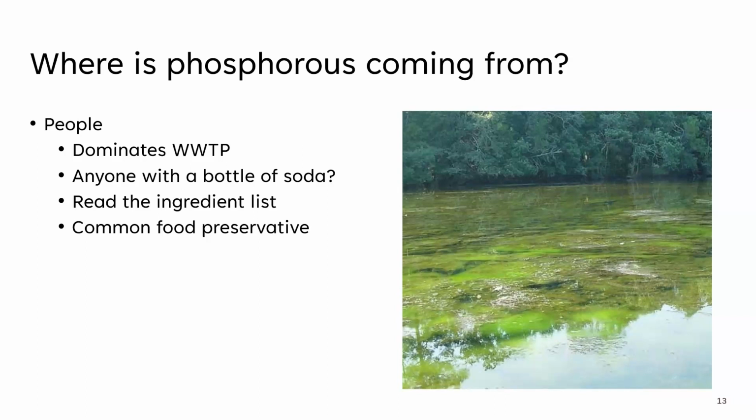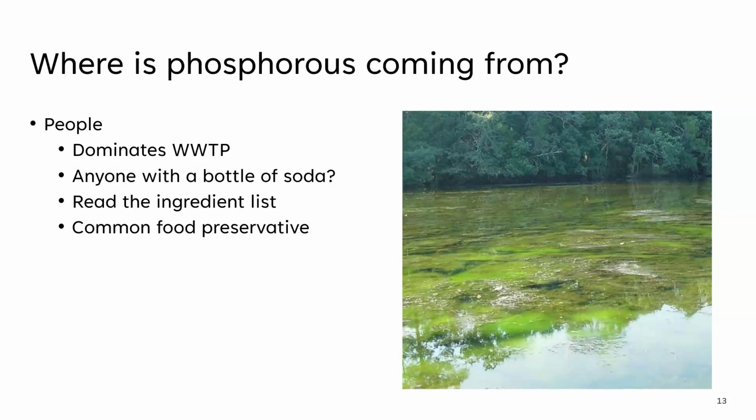So if anybody has a bottle of soda, turn to the ingredient list, you will see some sort of phosphate. Those are added for kind of a food preservative perspective. Your body does not need that phosphorus in any sense or form. We do need some to live, and it's almost never a restricted nutrient in anybody's diet. So through food preservatives, many of us are eating far more phosphorus than we need, and that is being excreted primarily in urine.